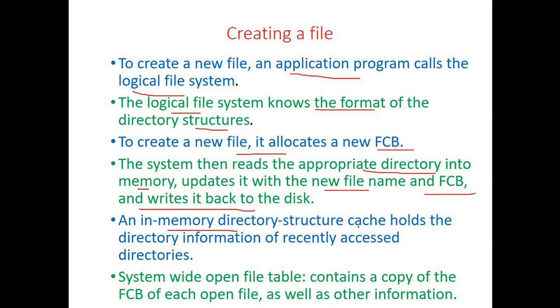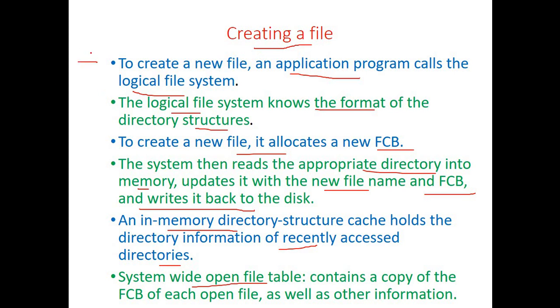An in-memory directory structure cache holds the directory information of recently accessed directories. The system-wide open file table contains a copy of the FCB of each open file as well as other information. So these are all the actions that happen inside the system when a file is newly created.